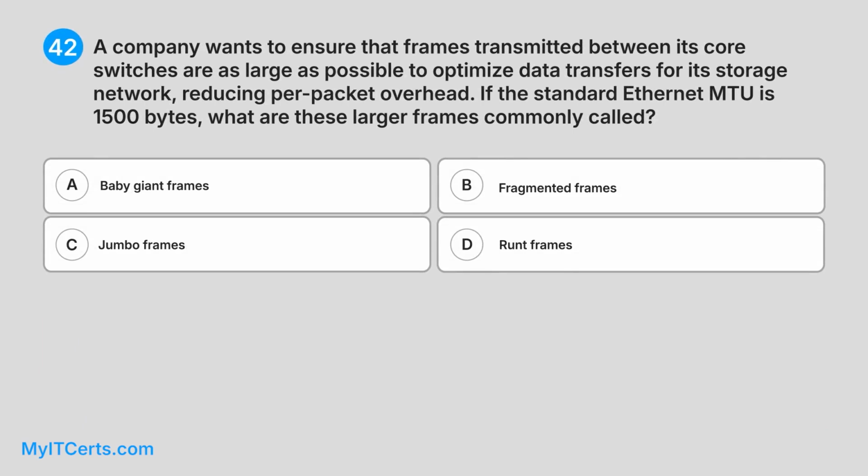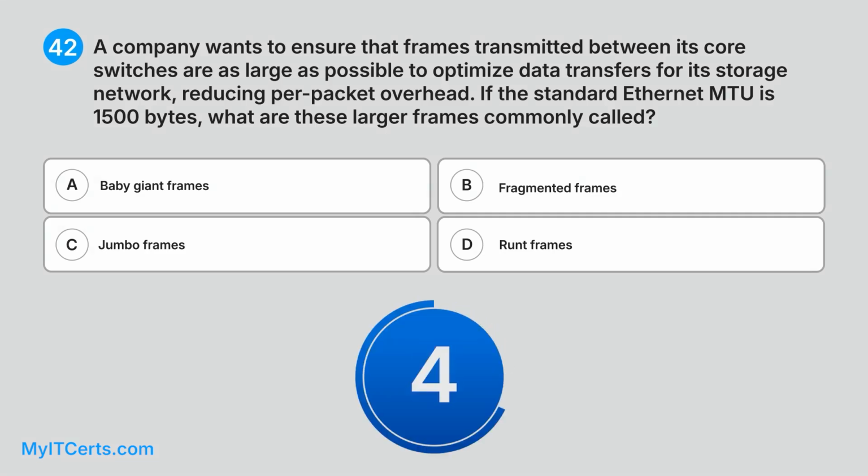42. A company wants to ensure that frames transmitted between its core switches are as large as possible to optimize data transfers for its storage network, reducing per packet overhead. If the standard Ethernet MTU is 1500 bytes, what are these larger frames commonly called? A. Baby giant frames. B. Fragmented frames. C. Jumbo frames. D. Runt frames. What do you think is the answer?